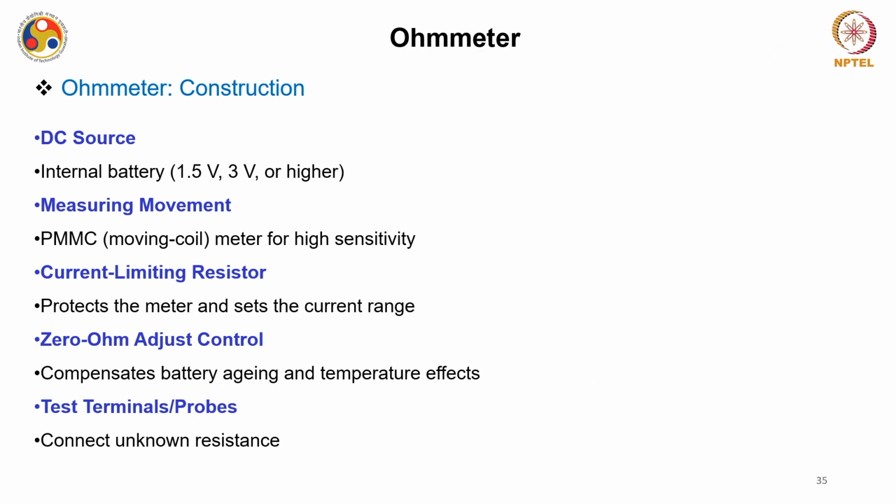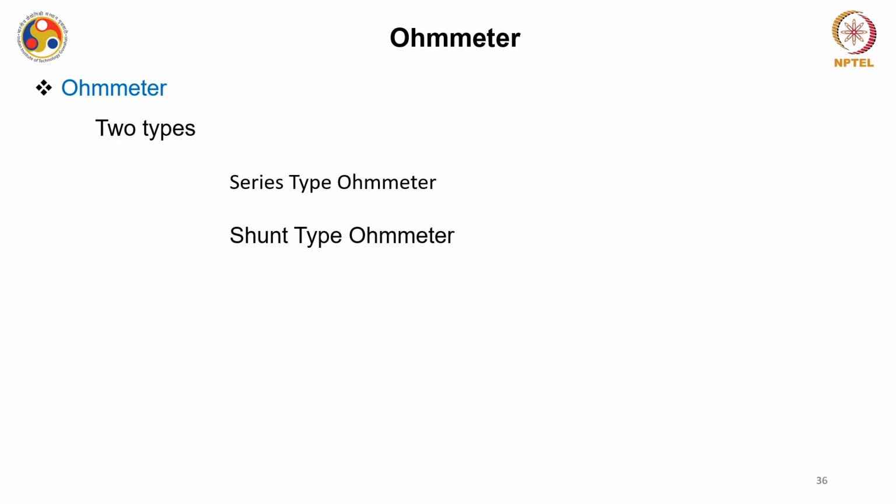So if I have to construct an ohm meter, it will have several essential things. You have a DC source, which is a fixed source, then a measuring movement which is like a PMMC meter, and other things we'll see. Then you have a current limiting resistor that you require to protect the meter and set the current range. You have a zero ohm adjust control to compensate for battery aging and temperature effects, and you have test terminals or probes, which is the point where the unknown resistance is connected. So basically these ohm meters are of two different types.